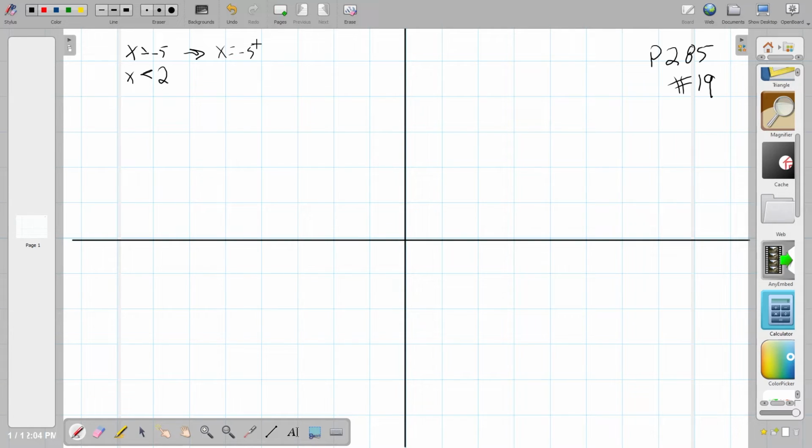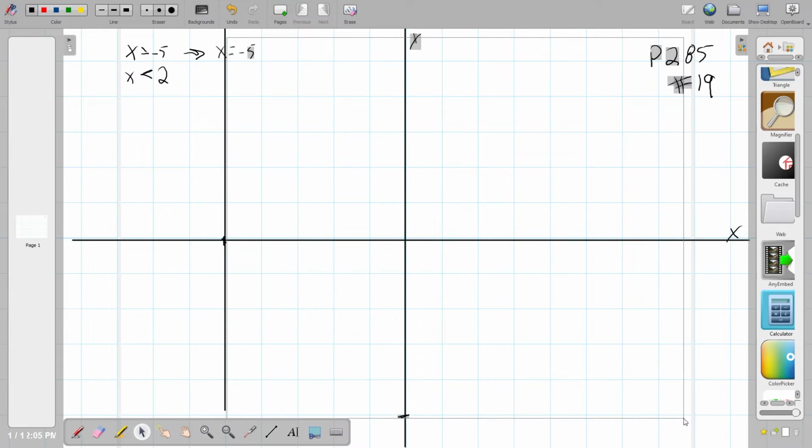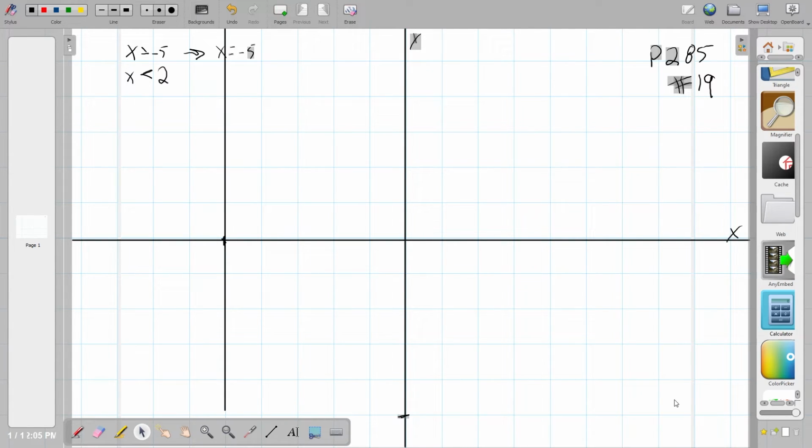X is equal to -5. All right, so for x is equal to -5, this is our x-axis, this is our y-axis. X equals -5. So this whole line right here represents x is equal to -5. So for x is greater than -5, it would be everything on this side of that line. All right, so then we have x is less than 2.